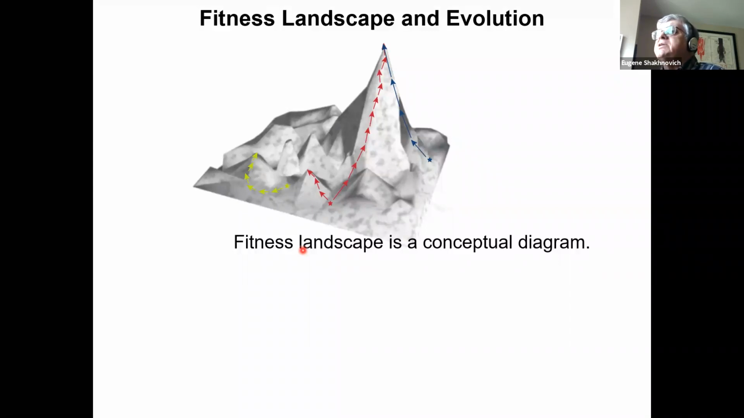We can define fitness in some reasonable way through some operational terms or through some experimental reality. But what is on the horizontal axis very often becomes a little bit murky, because we don't know what are the underlying physical chemical processes that determine fitness or determine fitness effects of mutations. And to that extent, it is still somewhat a conceptual diagram.